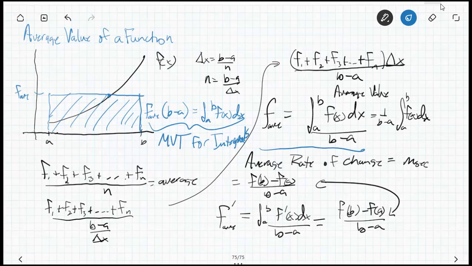This is the mean value theorem for integrals. This is not as earth-shattering as the mean value theorem for functions in and of themselves, right? Back in differential calculus, remember, that wasn't all that hard either. It was pretty intuitive that we came up with that. But I think this is a really neat consequence of being able to find the average value of a function.